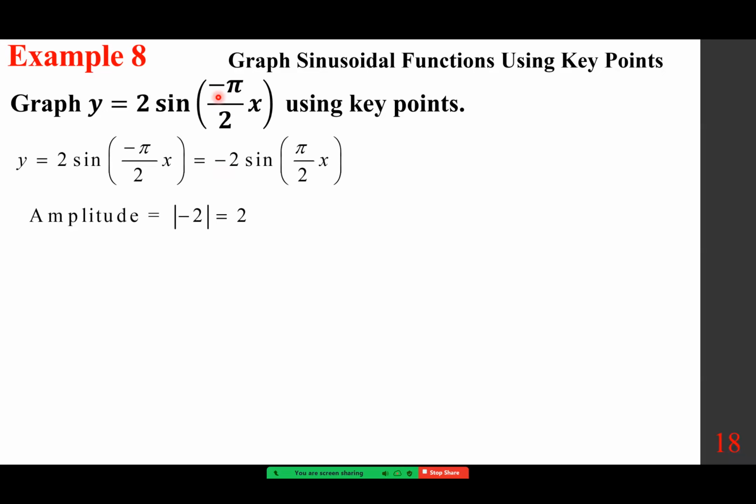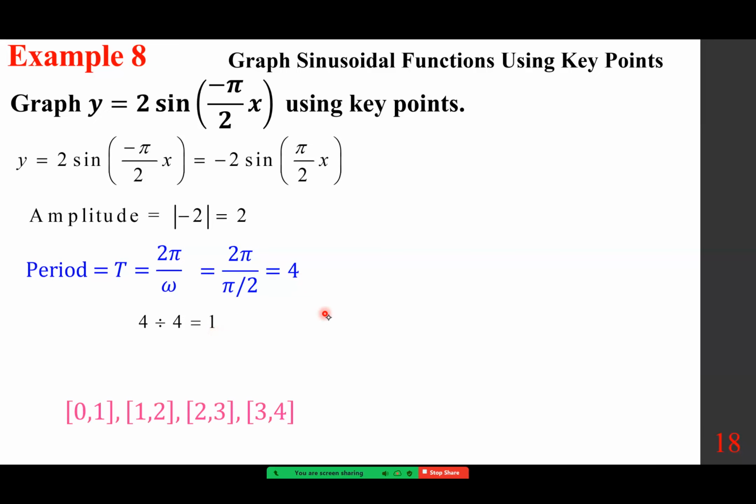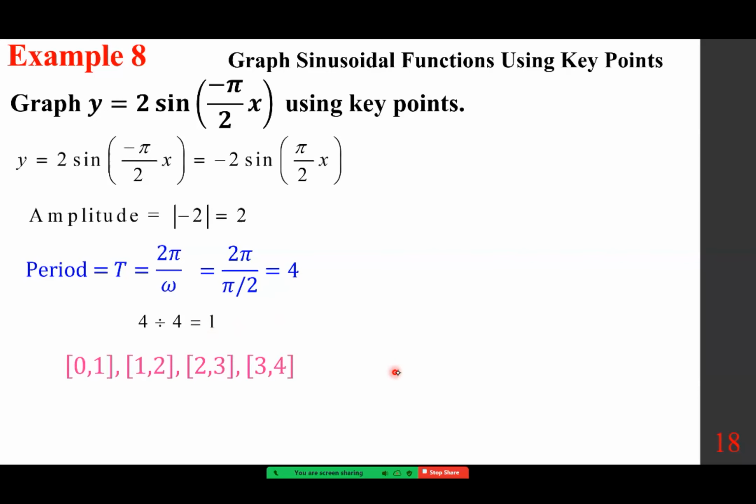But again, it's important to make sure this comes out, because otherwise it becomes difficult understanding how to graph it. The next step is to find the period, 2 pi over omega. So 2 pi divided by pi over 2 makes it 4. We want to cut this into 4 equal parts, so each becomes 1. So we're going to go from 0 to 1, 1 to 2, 2 to 3, 3 to 4. This part is very straightforward since it's an easy number.